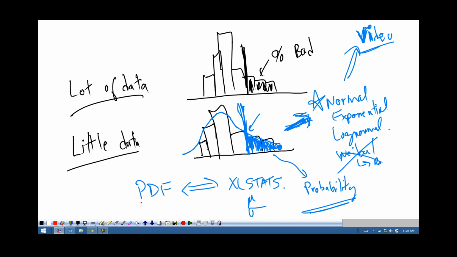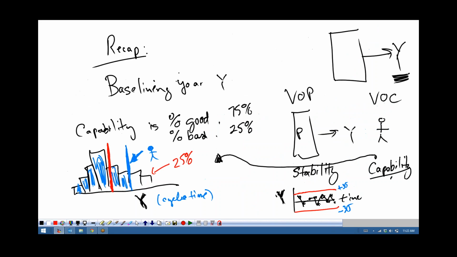Okay, I wanted to make sure that we close the loop on that, because that's something that if you're not getting it, please call me and we will go over some things and I'll have you try and do some exercises so we can get it. But this is one of the key things. You need to get that baselining is those two parts. It's the voice of process and voice of customer.